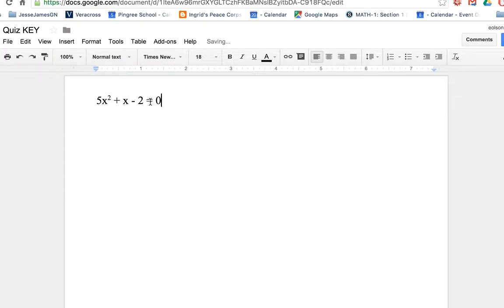So what I'm going to do is bring this 2 over to the other side and make room for a blank. That would be over there as a positive 2. How do I complete the square? Well, I can't do that until I divide by 5. When I divide by 5, this becomes 1/5, and this becomes 2/5.